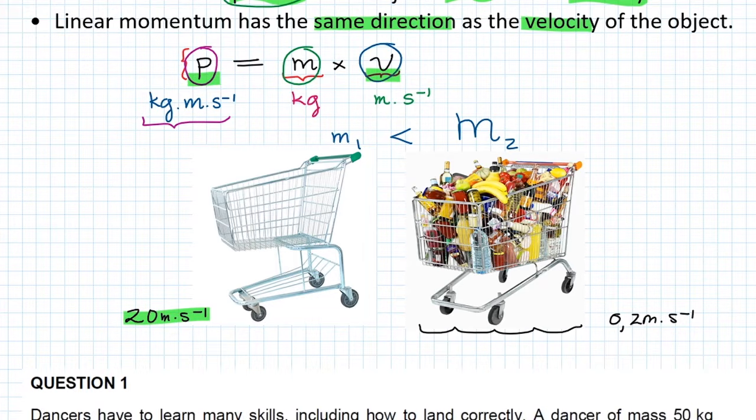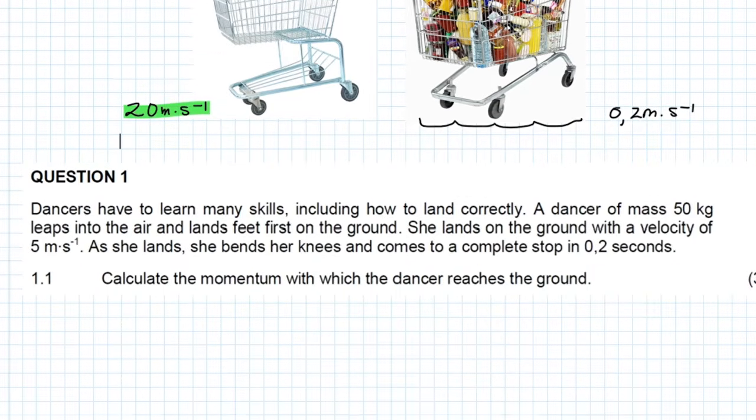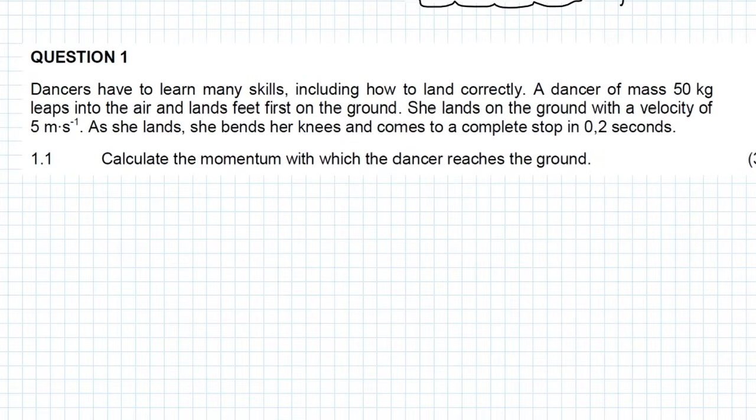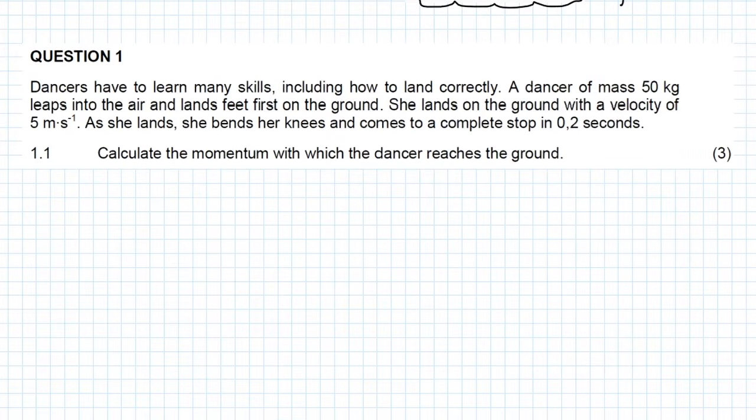So, based on these questions, I'm sure that you now understand that you actually have a very good understanding of momentum. Let's now look at a problem that you may find in an exam. This question says, dancers have to learn many skills, including how to land correctly. A dancer of 50 kilograms leaps into the air and lands feet first on the ground. She lands on the ground with a velocity of 5 meters per second. As she lands, she bends her knees and comes to a complete stop in 0.2 seconds.